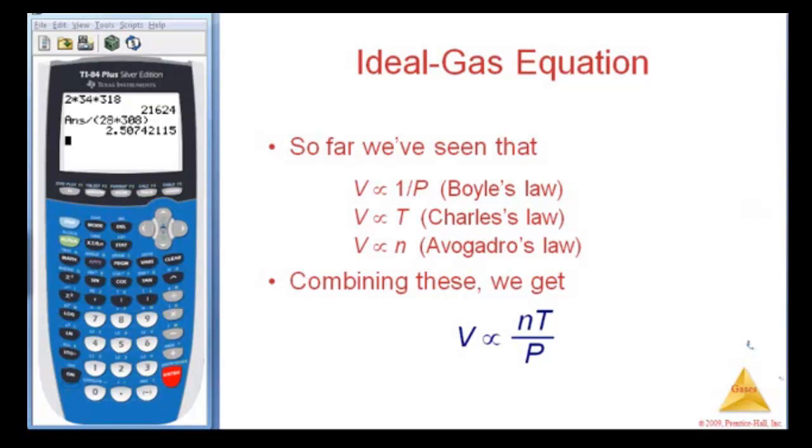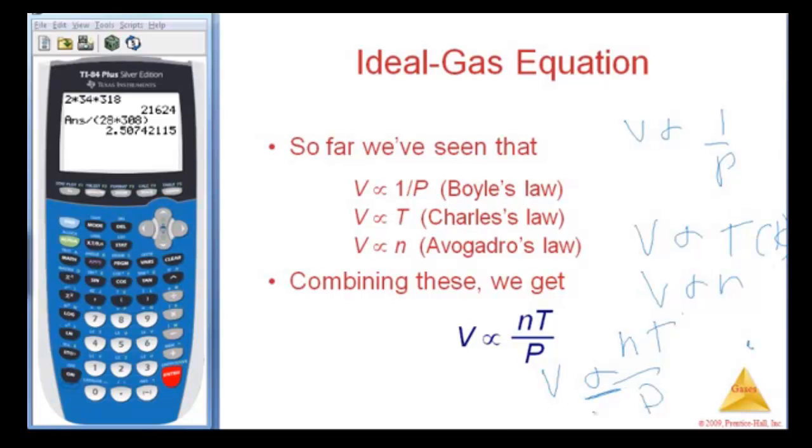Okay, so now we're going to talk about the ideal gas laws, and what we have seen is that there's a relationship between volume and pressure. Volume is directly proportional to 1 over pressure. Volume is directly proportional to temperature, of course, that assumes Kelvin. Volume is directly proportional to the number of moles. If I combine all these, I get nT over P is directly proportional to V. And if I want to replace this proportionality, I need to find a constant that makes that equation true.